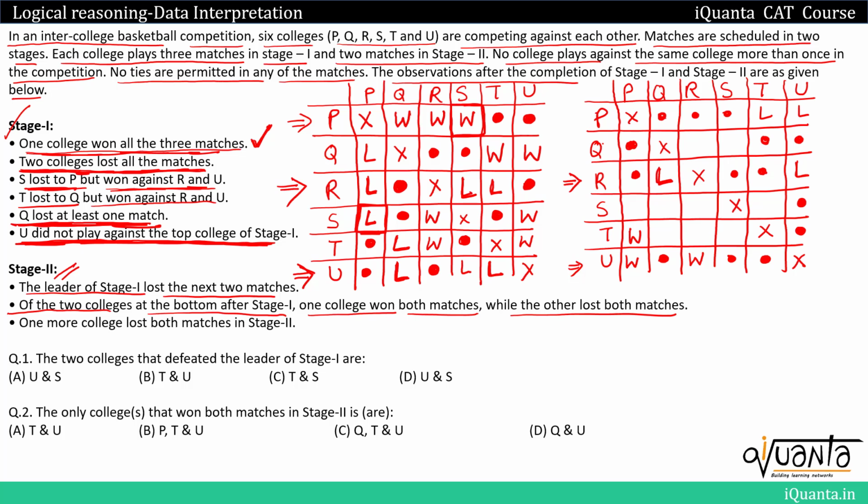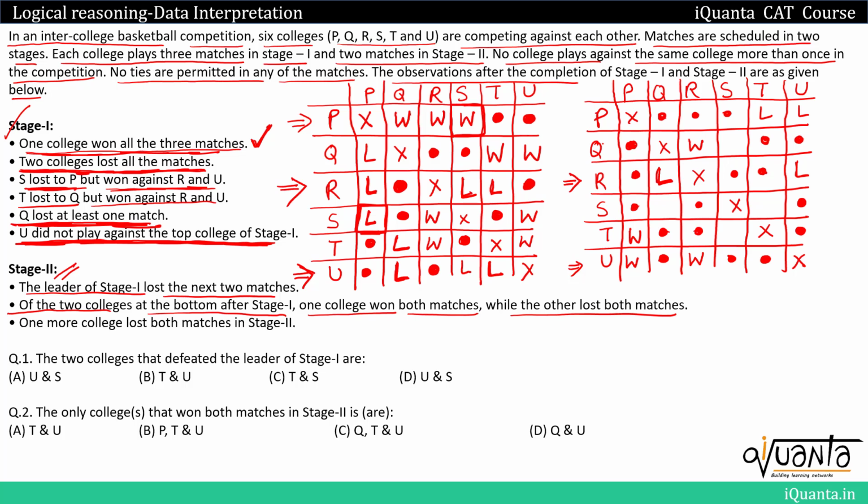So R against Q is a loss, Q against R will be a win. Then if we look at T, in stage 1 T was playing against Q, R and U. So against Q, R and U, T will not be playing a match in stage 2. At last with S, S played against P, R and U. So against P, R and U, he will not be playing a match in stage 2.